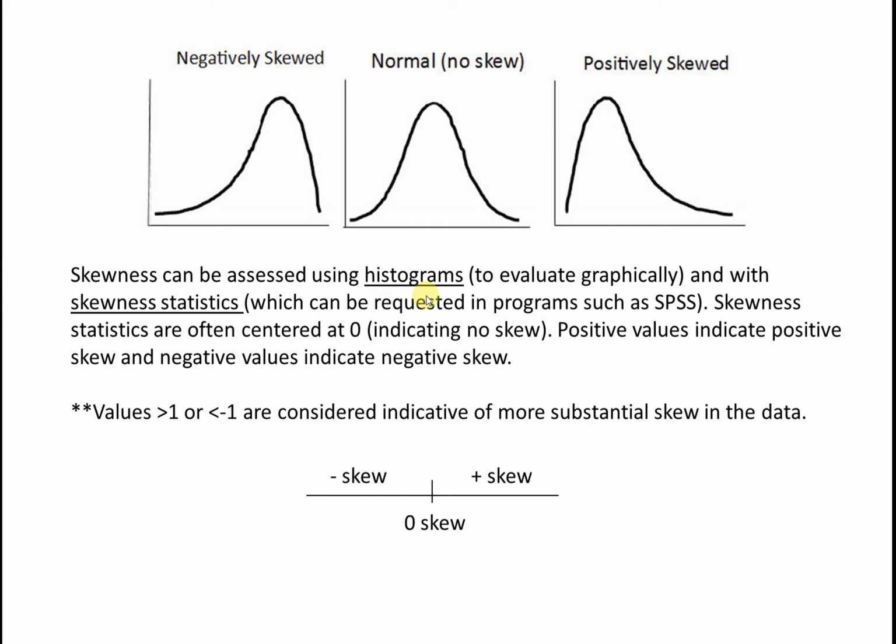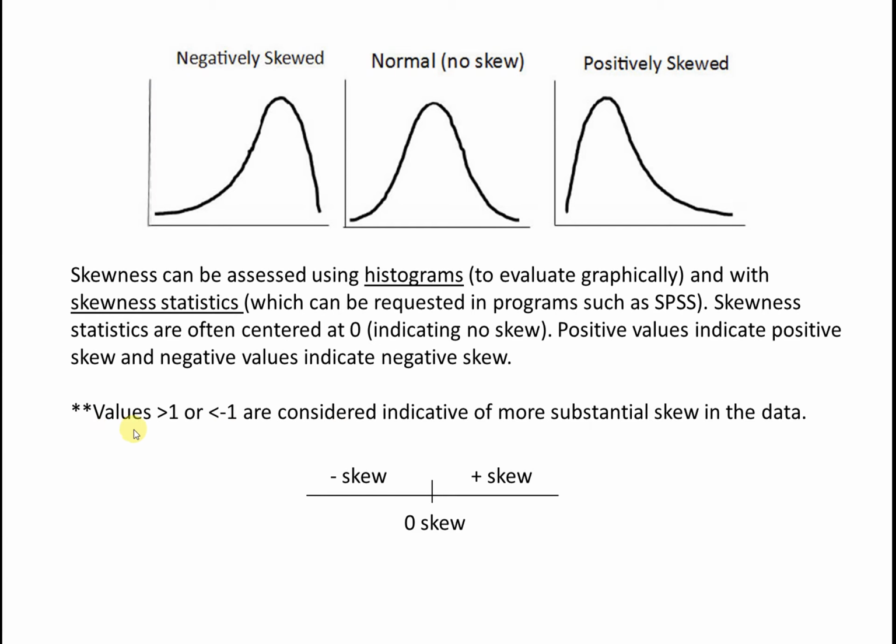Skewness can be assessed using histograms to evaluate graphically and using skewness statistics. You can ask for these in programs such as SPSS. Skewness is often centered at 0, which indicates 0 skew. Positive values would indicate positive skew. Negative values would indicate negative skew.